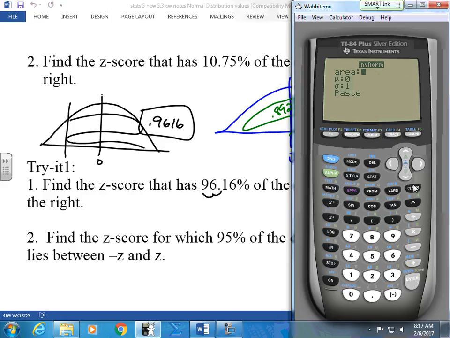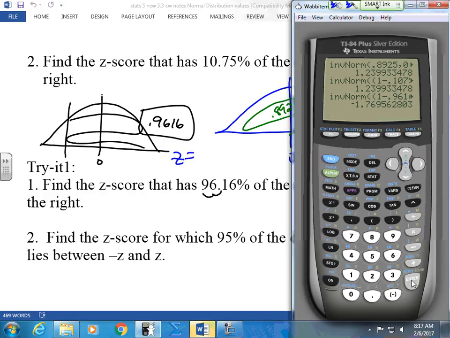So since I need to give it the area to the left, what should I say in this part under area? I need to tell it the area to the left so it can find the z-score. 1 minus this. Let your calculator do the subtraction for you. We're on a standard normal curve. I paste and I find my z-score of negative 1.77.